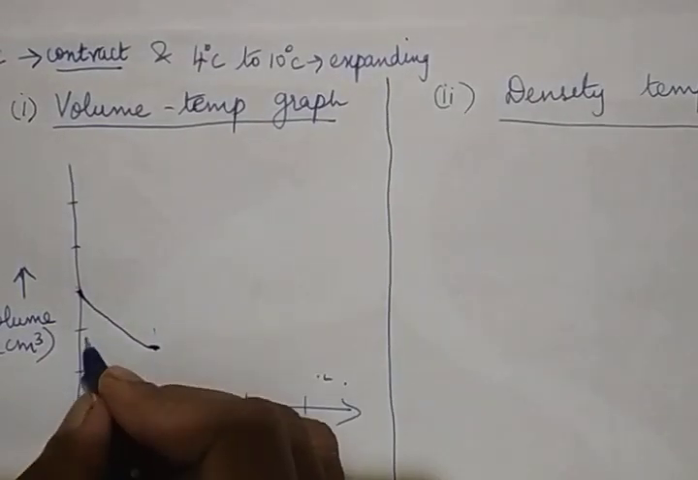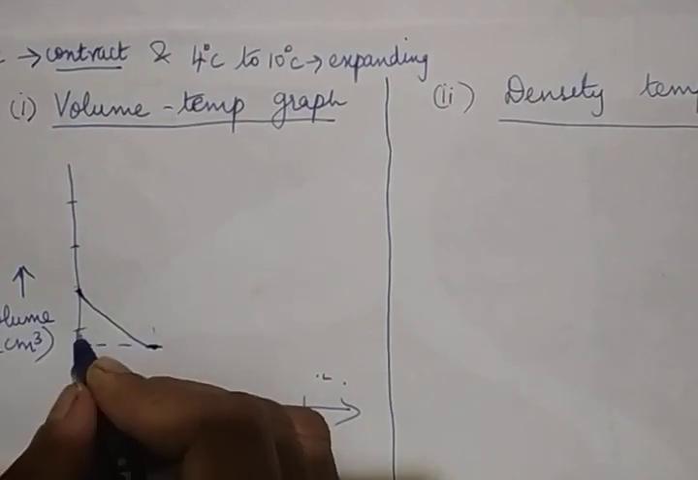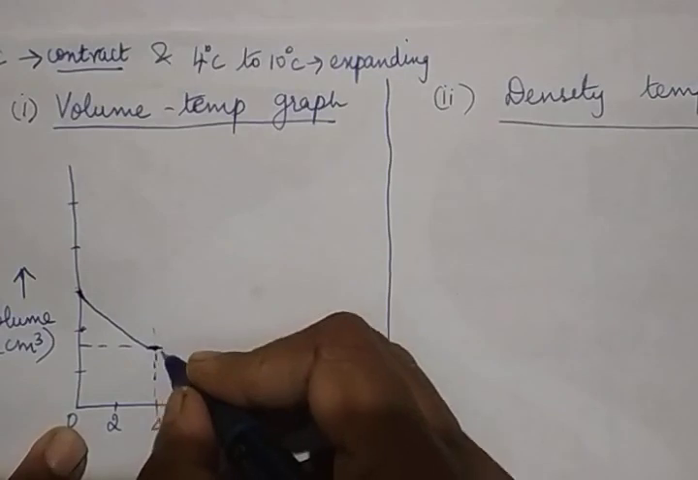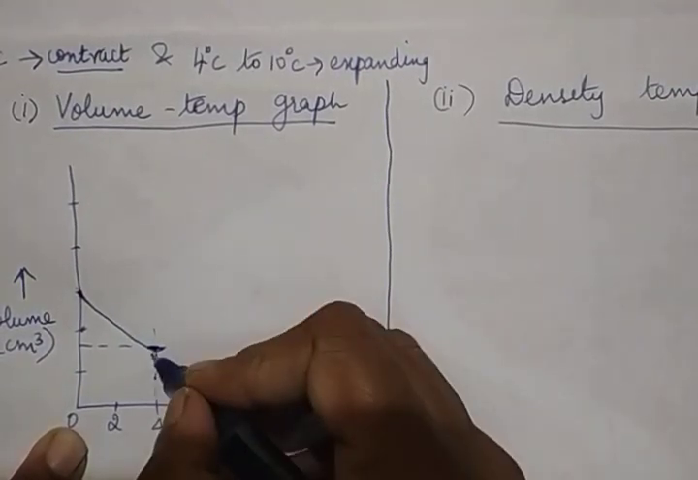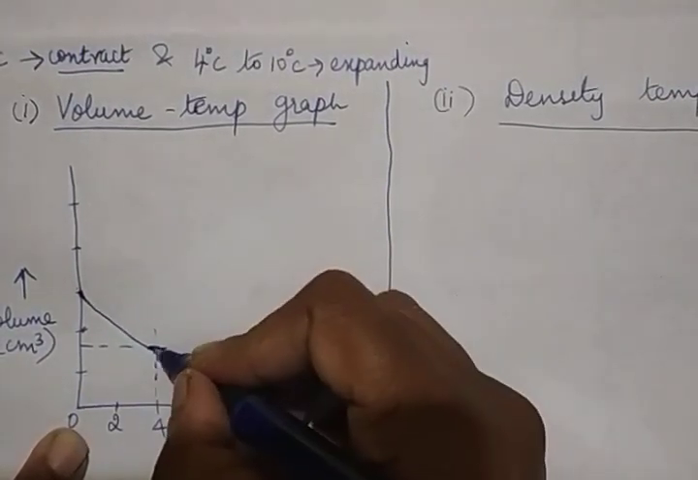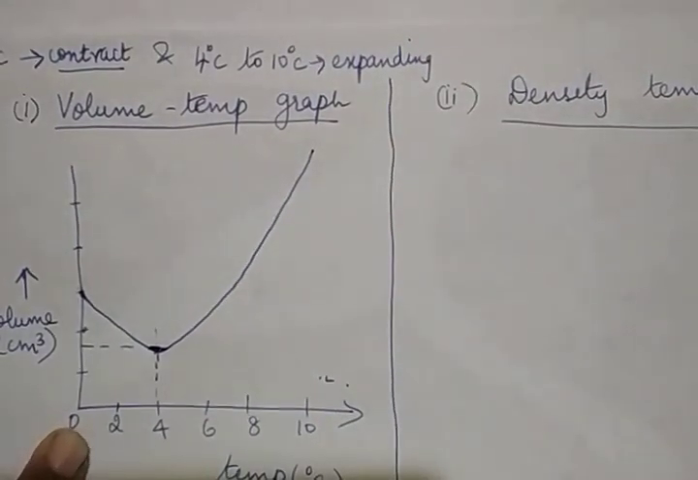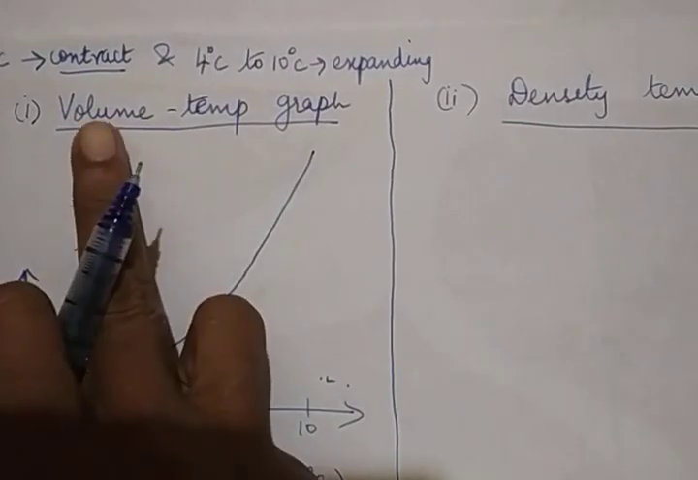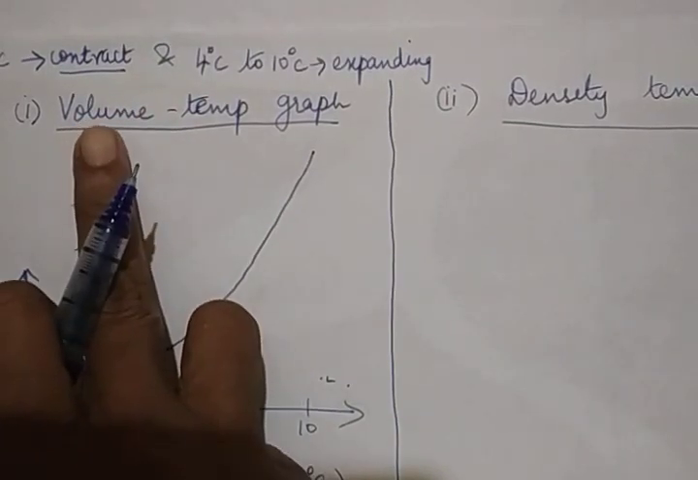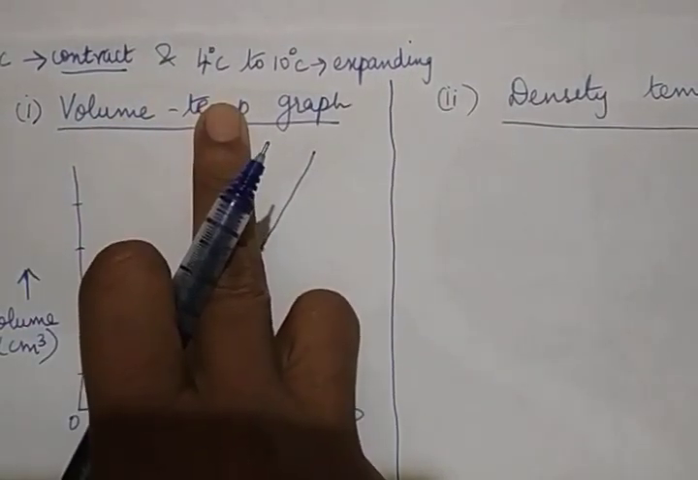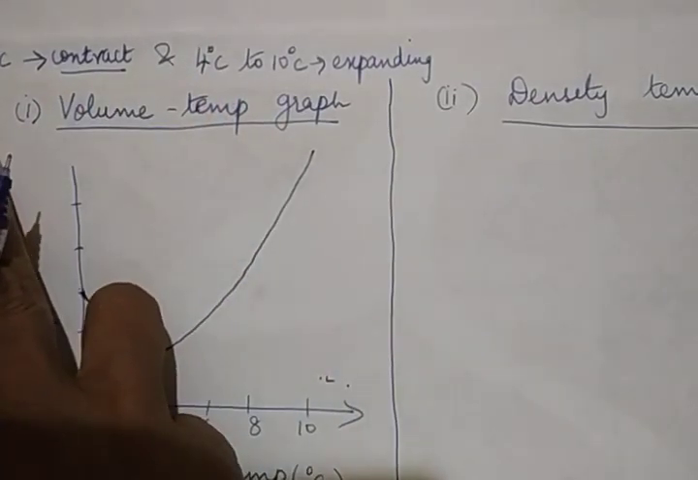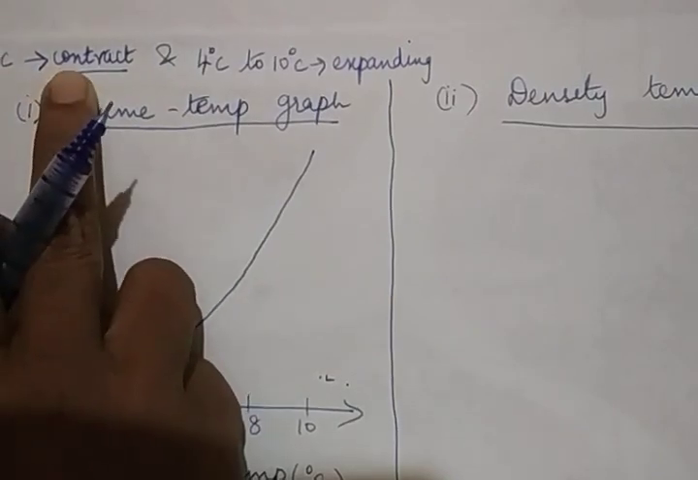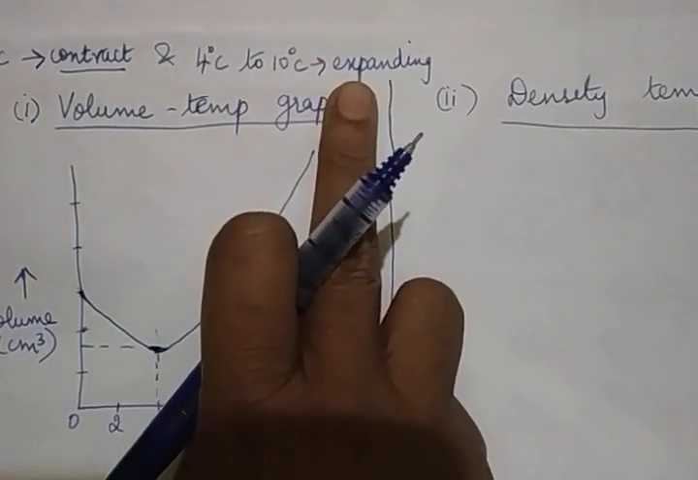Till 4, your graph would go down like this. And after 4, if I'm heating after 4, it will start expanding. That means volume will start increasing. So your graph will go like this. I'll explain it again. We are seeing the relationship between volume and temperature of water when it is heated from 0 to 10 degrees Celsius. So 0 to 4, it will contract. 4 to 10 degrees Celsius, it will expand.